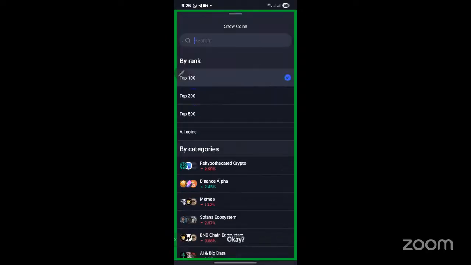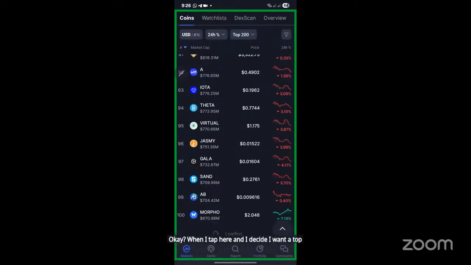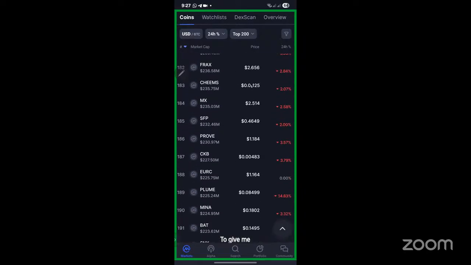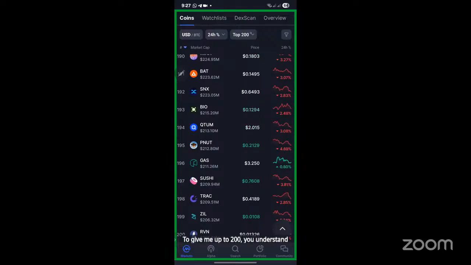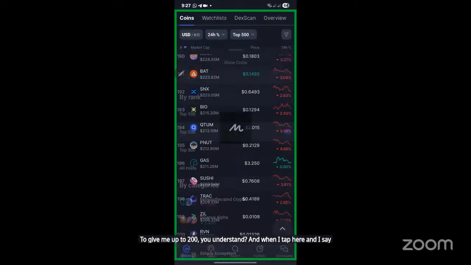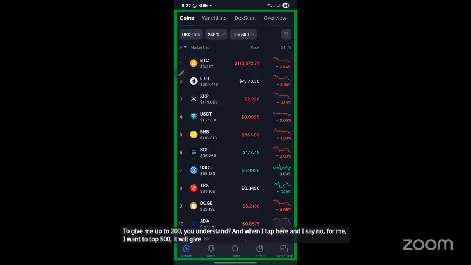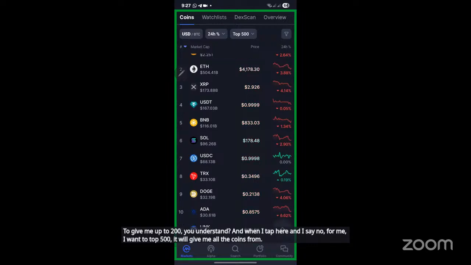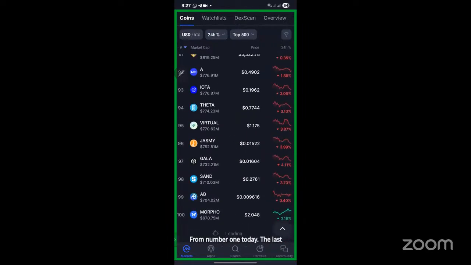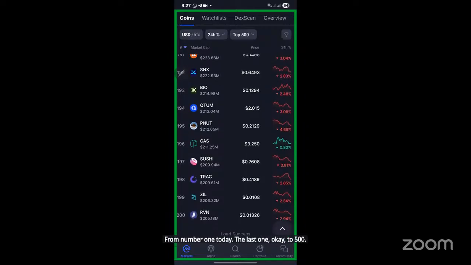When I tap here and I say I want the top 200, it will give me up to 200. You understand? And when I tap here and I say no, I want the top 500, it will give me all the coins from number 1 to the last one, up to 500. Almost that one is done.